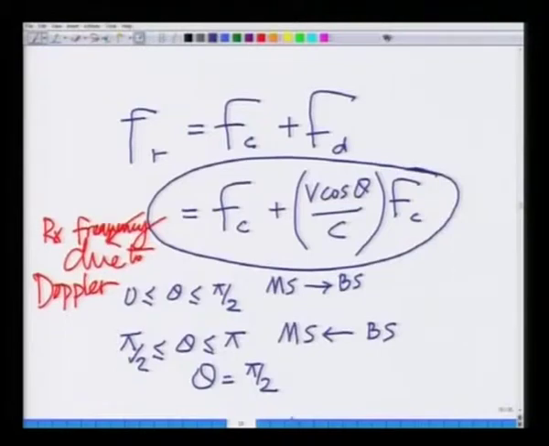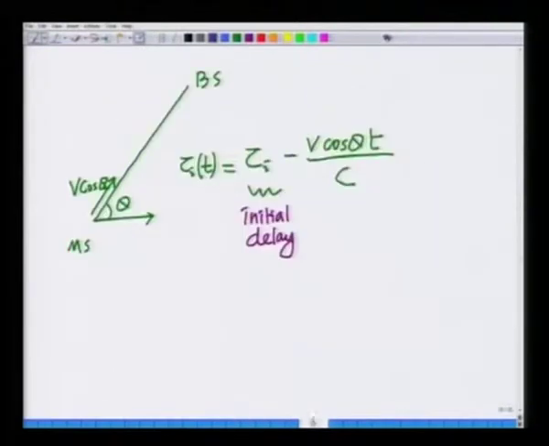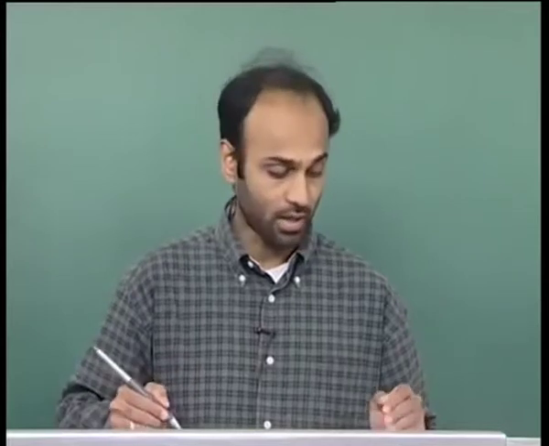We said this velocity of the mobile results in a time varying delay. Previously, we had a fixed delay, tau i, but now because the mobile is moving, the delay itself is changing, which means the channel itself is changing. Hence, Doppler results in a time varying or time selective channel. This is what we said in the last lecture.